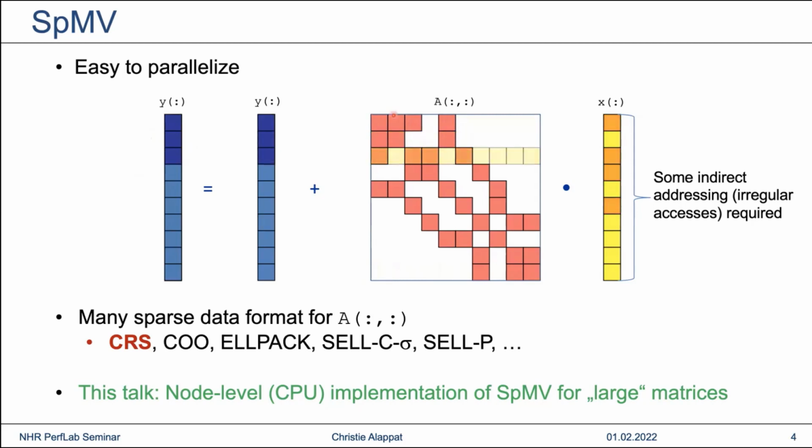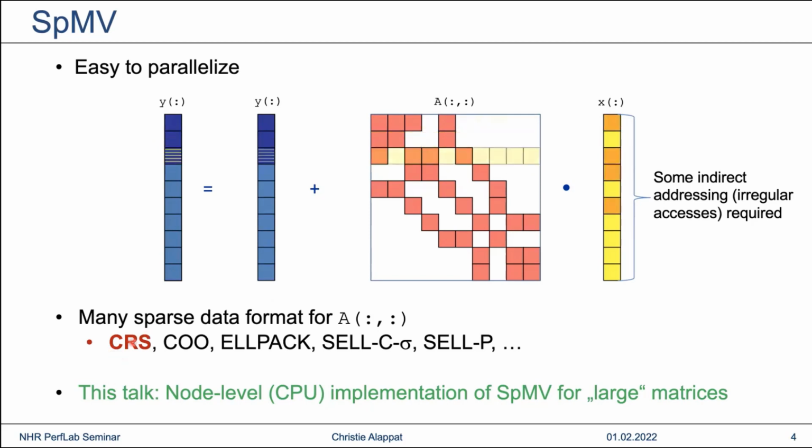And also on the sparse matrix, if we choose a suitable data storage format, we can have linear and cache-friendly access. But on the X vector, we always require some kind of indirect addressing or irregular access. And to this point, I will come again later in this talk. So please remember that in this X vector, we will have some kind of irregular addressing.